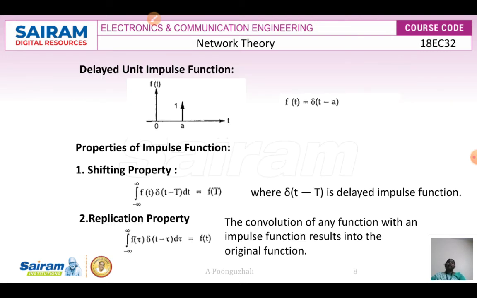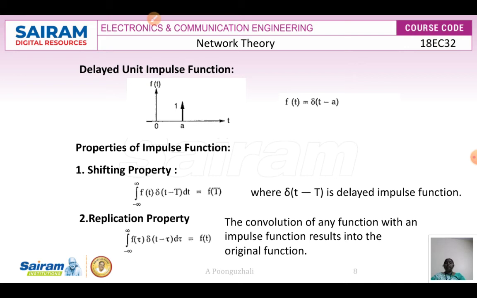Next is your delayed unit impulse function. For the delayed unit impulse function, instead of being at t equal to 0, my waveform is shifted by a value of a, a time period of a, and it has an amplitude of 1. So I can write f of t is equal to delta of t minus a. The next property is the shifting property of the impulse function: the integral from minus infinity to infinity of f of t into delta of t minus capital T dt is equal to f of T, where delta of t minus T is a delayed impulse function.